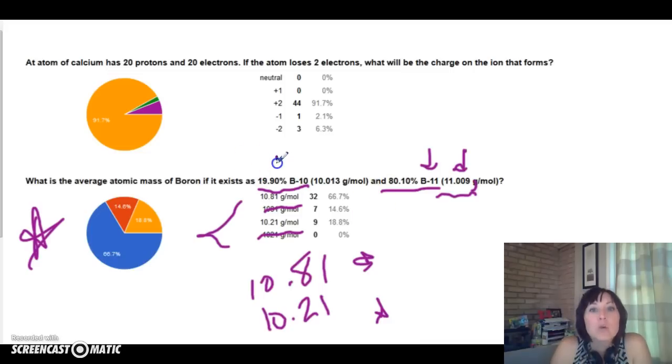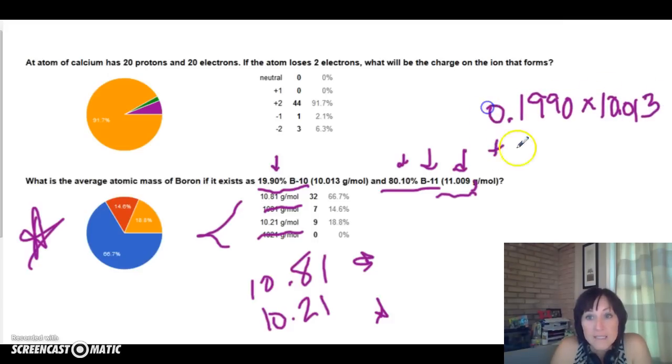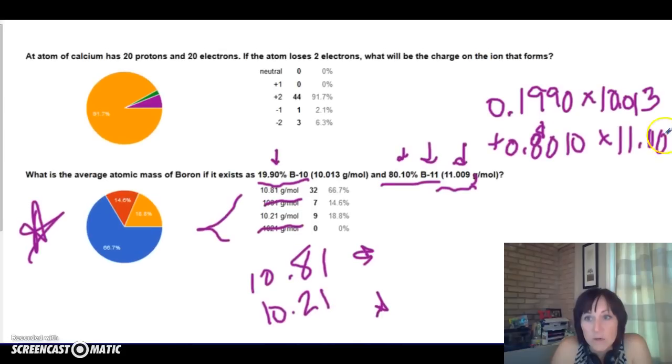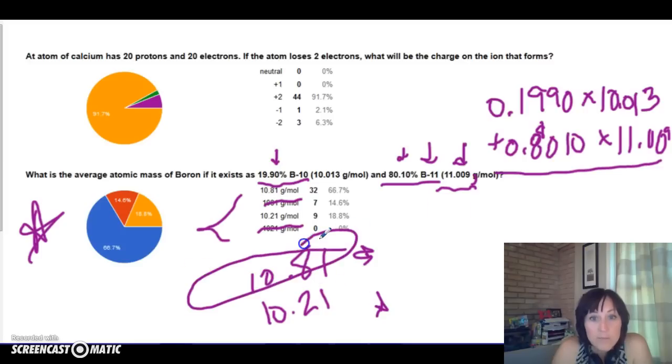Well, remember, you have to get out of these percentages, so I always do that at the beginning. So 0.990 times 10.013 plus 0.8010 times 11.009. Okay, then multiply them together, add them up, and you should come up with 10.81. So remember to double check.